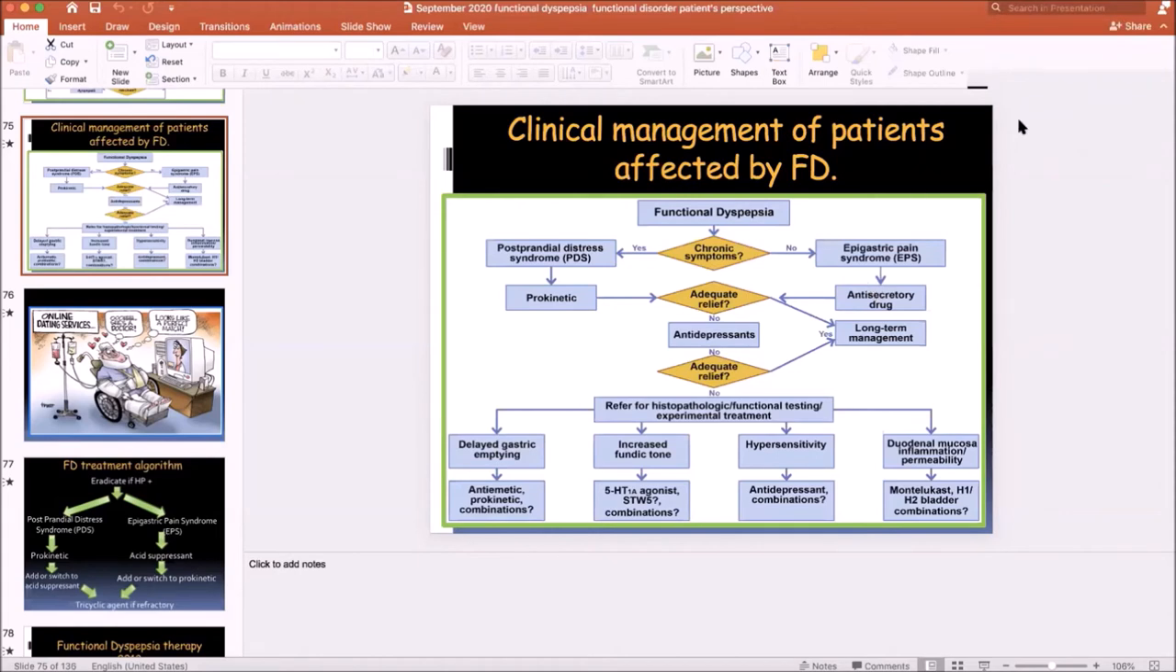Our next question. For post-GI operated patients who have functional dyspepsia or GI dysmotility, when can I prescribe Ganaton? Okay, now after surgery, I'll be very careful in prescribing any prokinetic agent unless the surgeon agrees to it. So normally in the hospital, take care of the surgery first and allow them to settle down first.